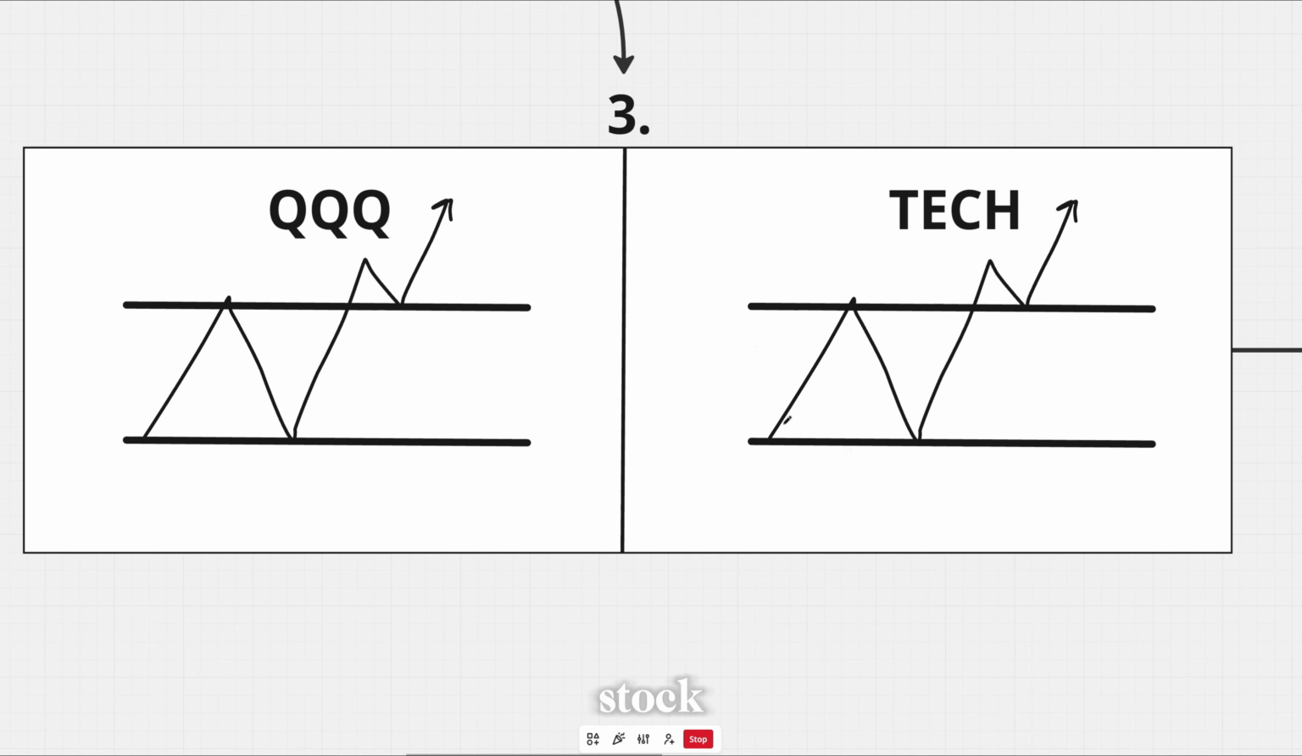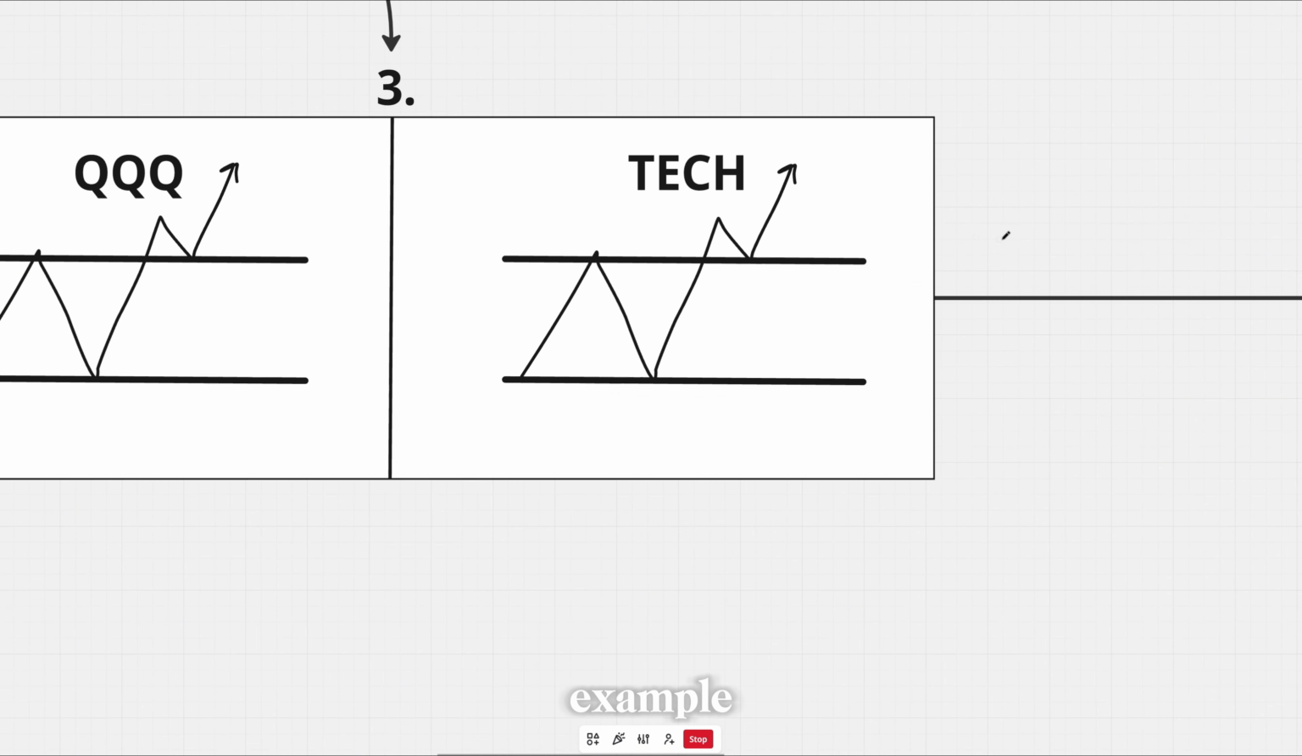Now let's move on to scenario number 3, where the QQQ is moving towards the upside alongside your tech stock. For example, like I said, it could be Apple, Nvidia, Tesla, any big tech name. So we're both moving in correlation and they're corresponding with each other, right? They're moving up with each other. They're both moving towards the upside. So let's move on to an example for this scenario.